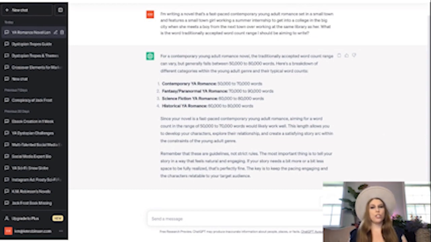It's doing the work for you. Could you Google this? Yes. What is it doing? It's looking at a lot of different information, and it is paring it down into traditionally accepted word counts for you. These are, again, guidelines, but it gives you a pretty good idea of what you're doing.